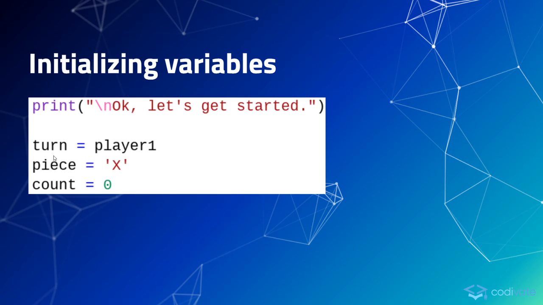Just a note about the indentation. All of this is at the same indentation as what is inside our game function. You can see this from before. Our print, okay, let's get started, is at the same level of indentation as all of our variables here, because this is taking place inside our game, not inside some loop yet.